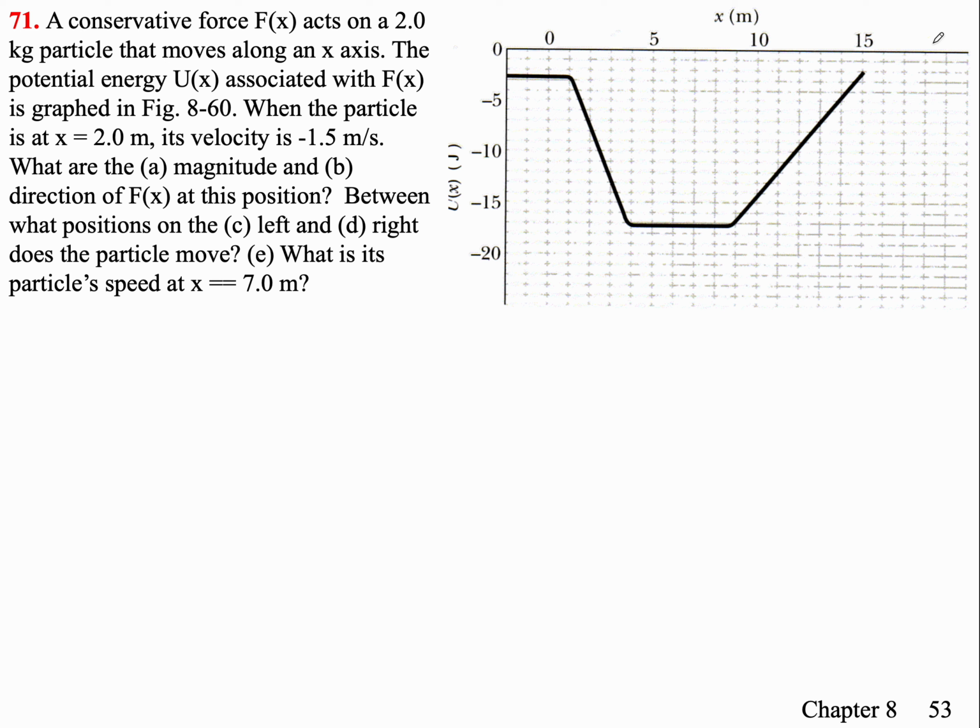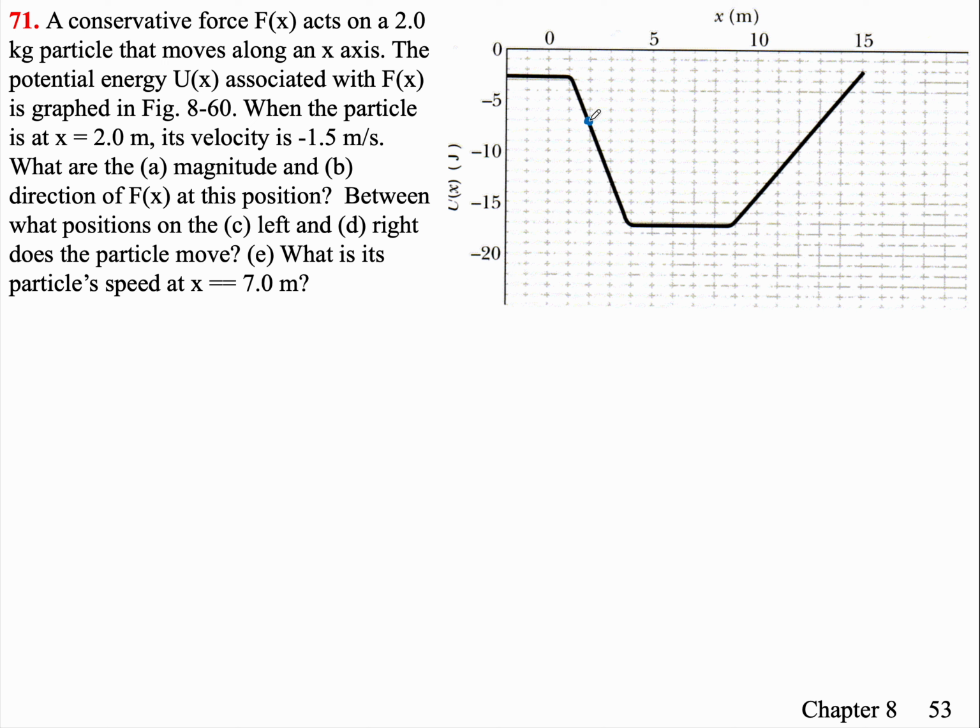In number 71, a conservative force acts on a 2 kilogram particle that moves along the x-axis. The potential energy associated with the force is graphed over the side. When the particle is at 2 meters, which would be right here, at this point right here, they tell us the velocity is negative 1.5 meters per second. What are the magnitude and direction of force at this position?